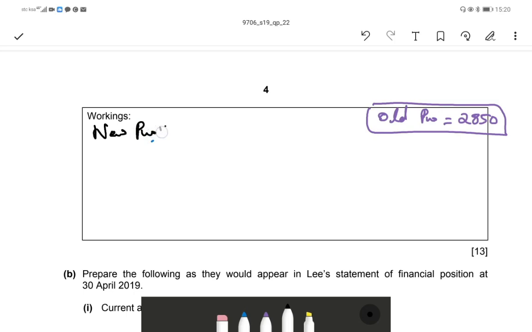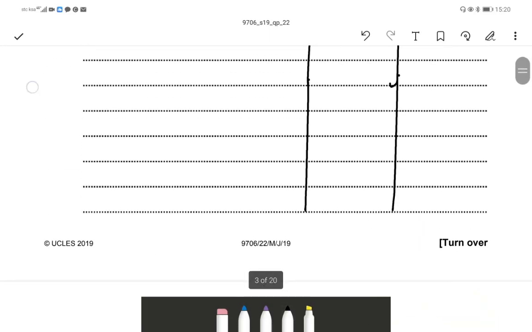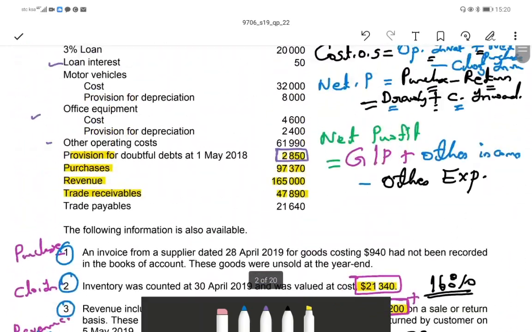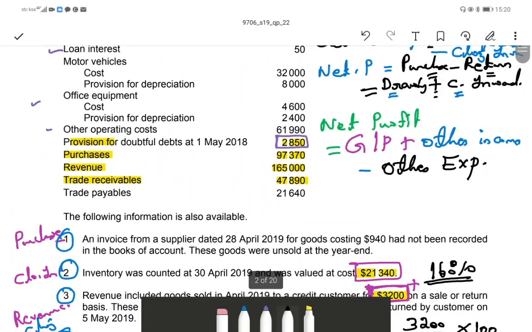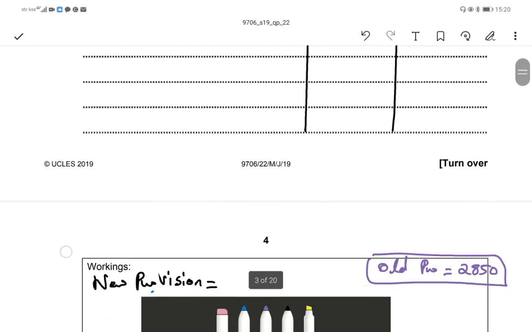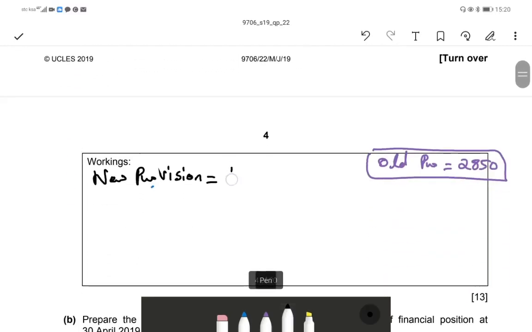New provision we always calculate on the trade receivables. New provision is equal to trade receivables. If any bad debt, we have to deduct, and including the adjustment. So what is the trade receivables? Trade receivables given, that is given 47,890. 47,890 is the trade receivables, minus bad debt given.